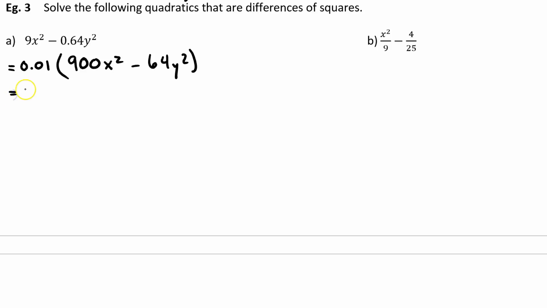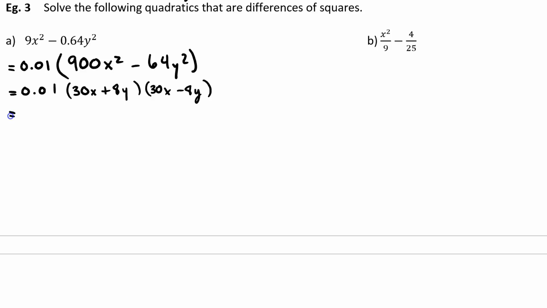What this one can do is 0.01, open the bracket. So we have 30x, because the square root of 900 is 30. And then we have a plus, and we have a minus, and then we have 8y. And what we can do is we can factor out a 2 from each of these.